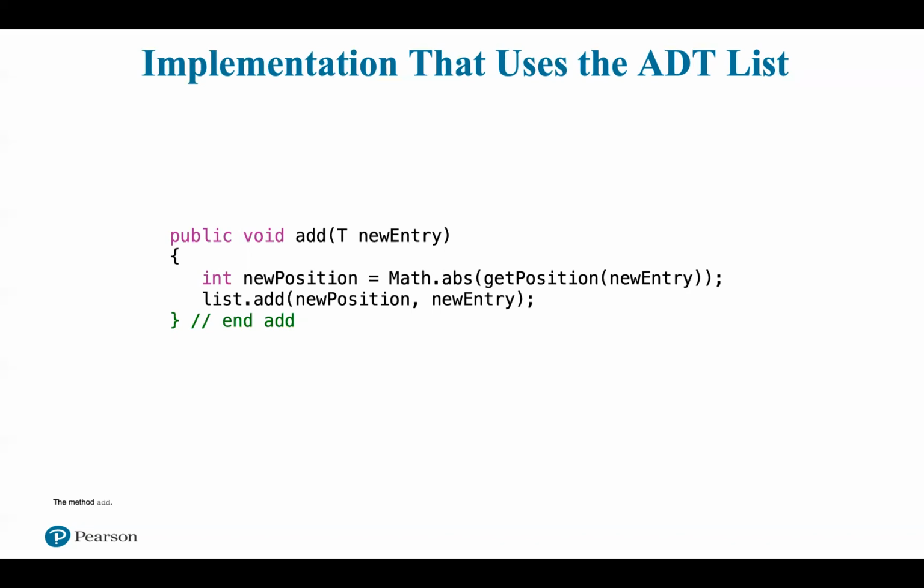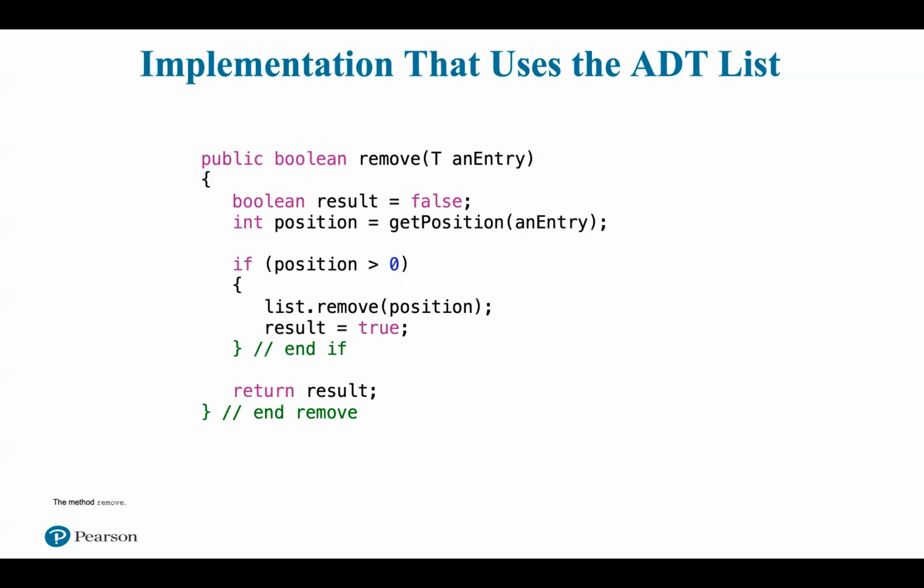When adding an entry to a sorted list that can contain duplicate entries, it does not matter whether the entry exists in the sorted list already. Thus, we can ignore the sign of the integer that getPosition returns. Notice that the following implementation includes the method abs of the class Math to discard the sign. It also uses the add operation of the ADT list. So in this section, calls to ADT list operations are highlighted.